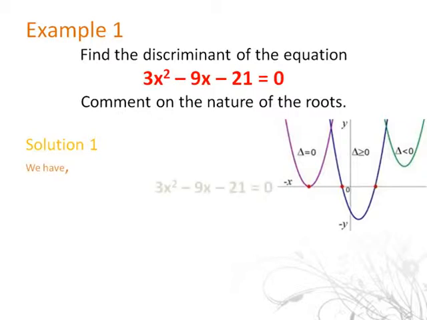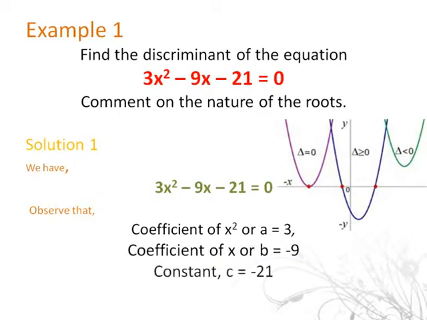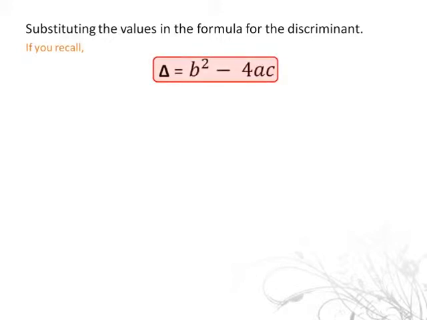We have 3x square minus 9x minus 21 equal to 0 as the quadratic equation. If you observe, the coefficient of x square or a is 3, the coefficient of x or b is minus 9, and the constant c is minus 21. Let us substitute the values of a, b, c into the formula for the discriminant. If you recall, the formula for discriminant was b square minus 4ac.